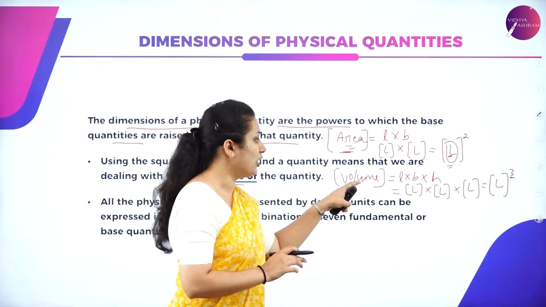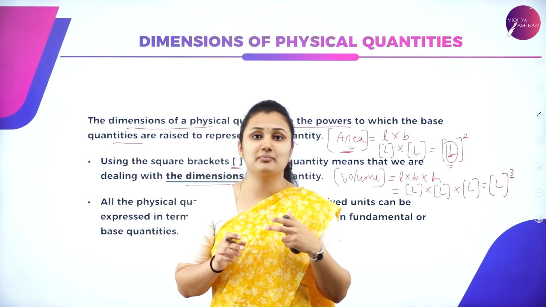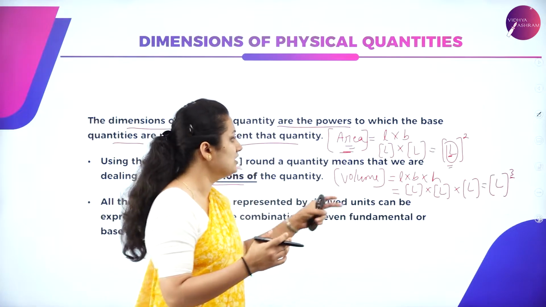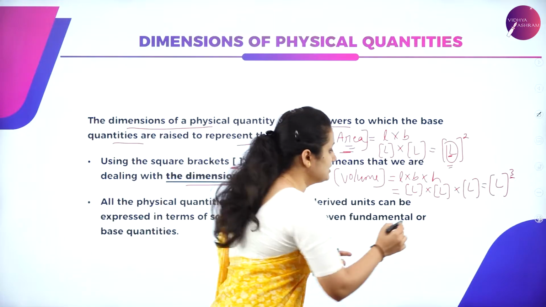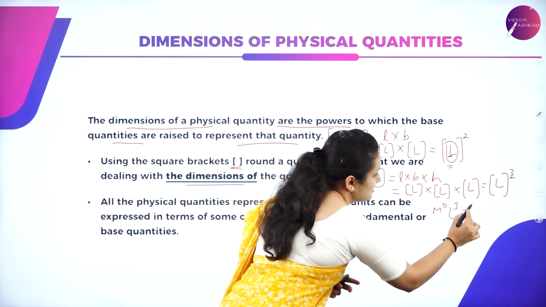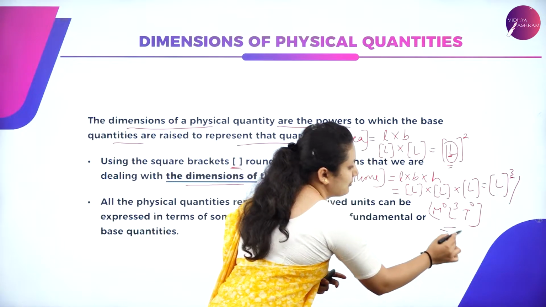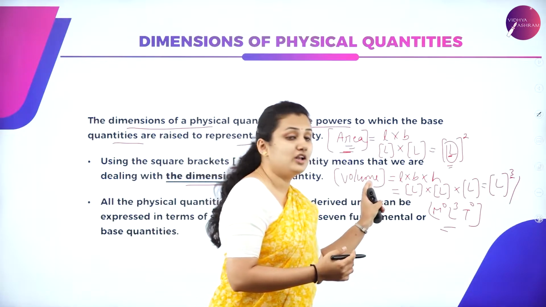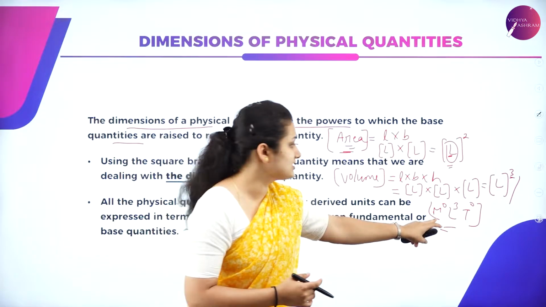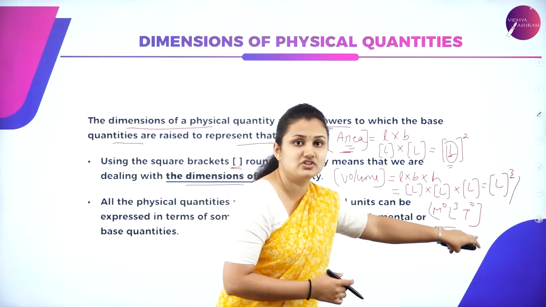You can see here, for volume you don't have M and T. In mechanics, physical quantities are usually represented using the 3 terms L, T and M. So there is no M and T here. That means M is 0, L is 3, T is 0. You can write it this way or this way, both are right. Volume is independent of mass and time. It has 0 dimension in mass, 3 dimensions in length and 0 dimension in time.